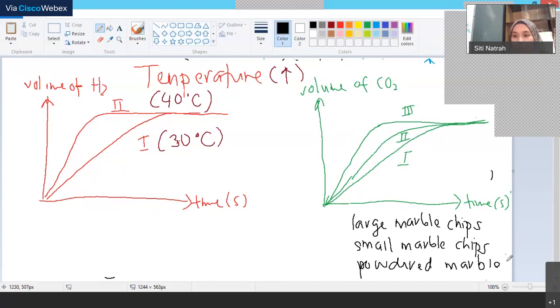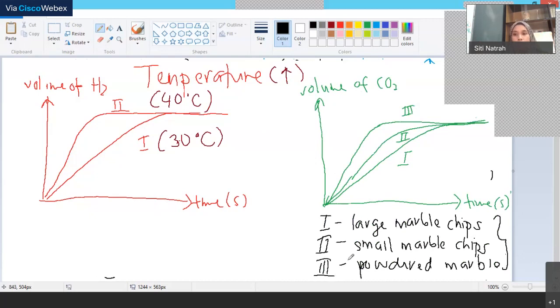So we can assume mass of the marble is the same, okay? So mass of the marble is the same. Kalau large marble chips ni biasanya adalah nombor 1. Kalau small marble chips adalah nombor 2. Last sekali sebab kita tahu kalau powder.